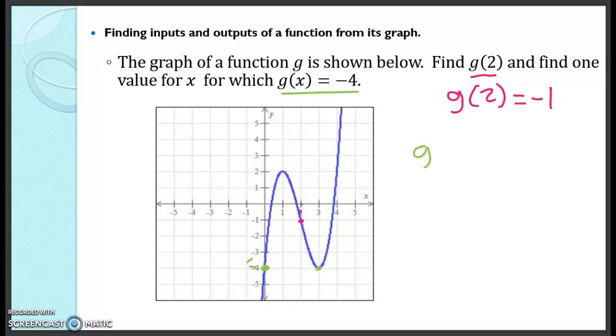So if g of x equals -4, our x value is here at 0. So that would be sufficient. That is one x value. Or here at 3. Okay, there you go. There's finding inputs and outputs of a function given from its graph.